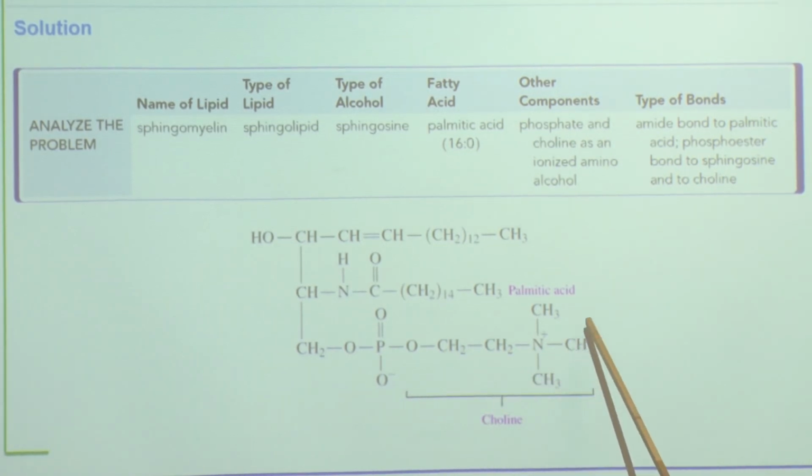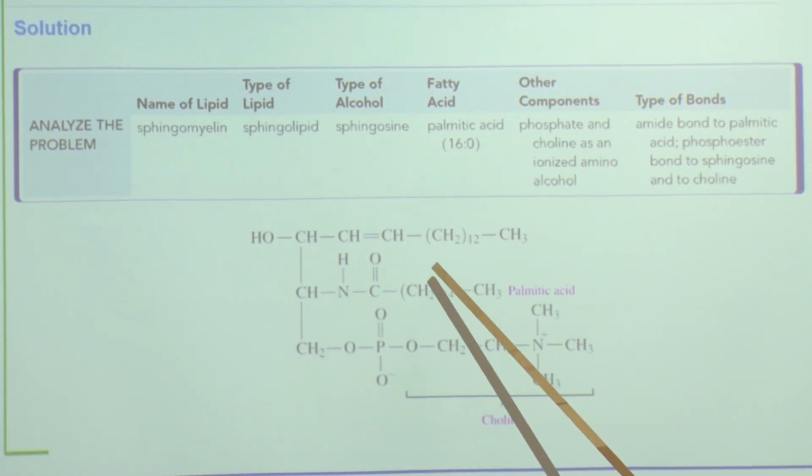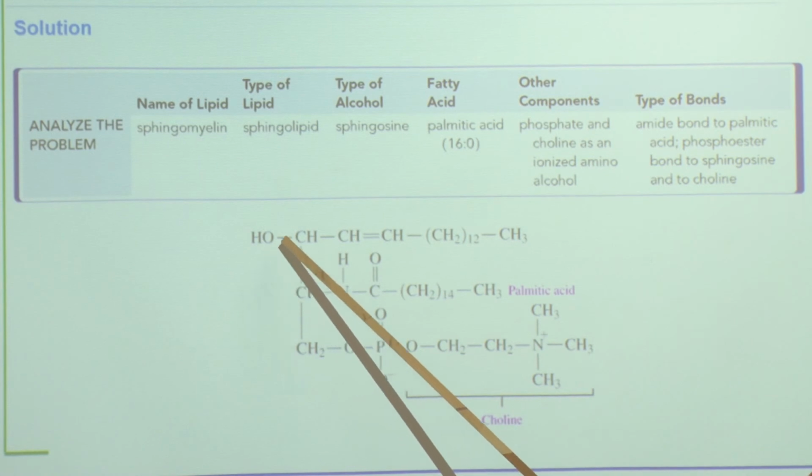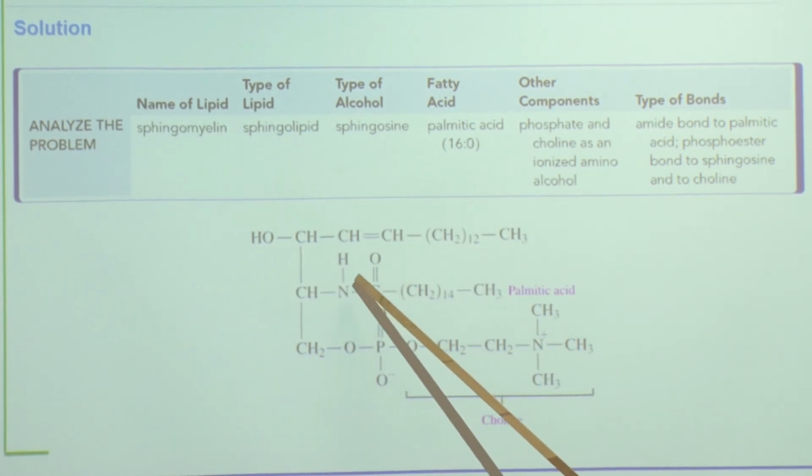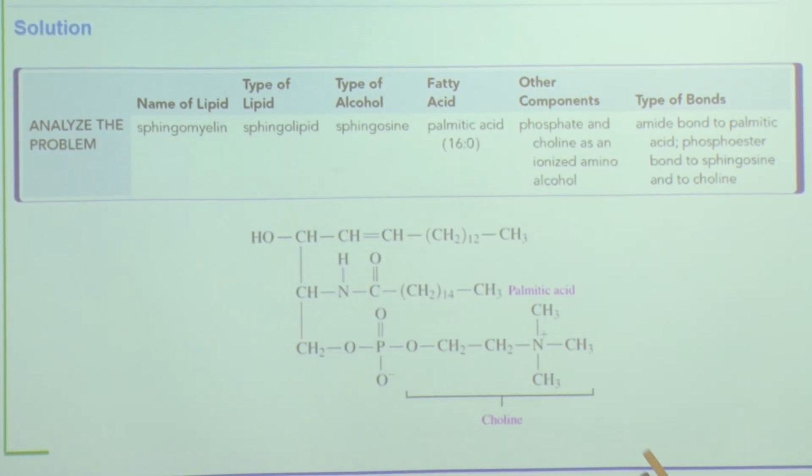So this is, again, your polar head and the non-polar tail. So this is sphingomyelin. The only difference between glycerophospholipid and this is that this is embedded in sphingosine and there is an amino group. But the concepts are very similar between the two.